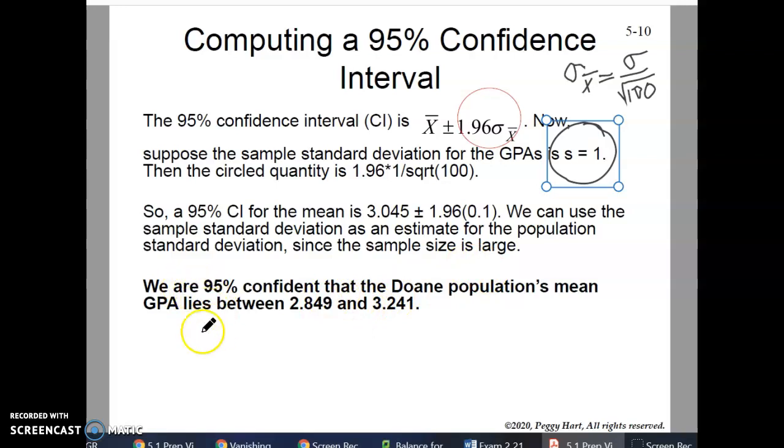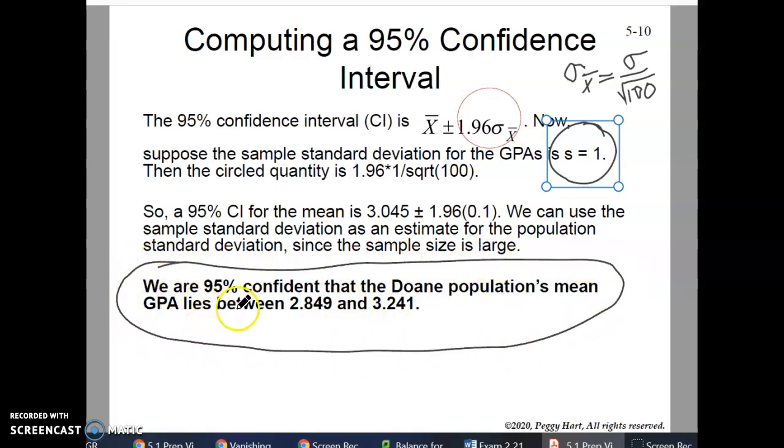mean, okay? So here's our interpretation. We're 95% confident that the Doane population's mean GPA lies between 2.849 and 3.241. Notice that's much more precise than that 2.0 to 4.0 range we had, right? And there's a 95% chance that the true mean falls in that range, okay? So that's what a confidence interval is like.